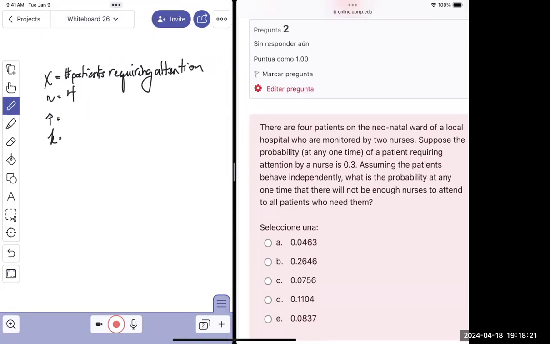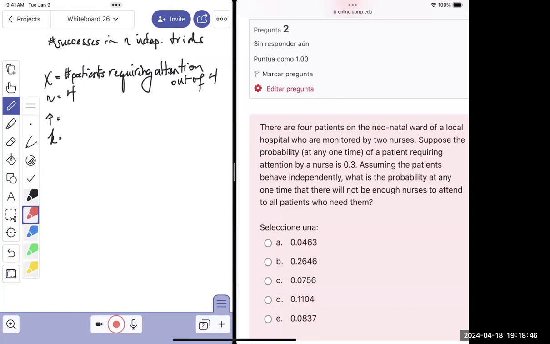And it makes it a little difficult to see because we're used to reading exactly the variable in the problem. So number of patients requiring attention out of 4. It's always like that. The sentence is always number of successes in N independent trials. That's always the sentence. So I have here successes in or out of, this is in N or out of, I can write that as out of.